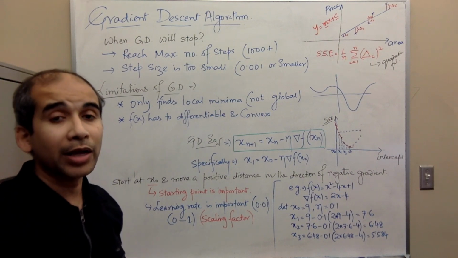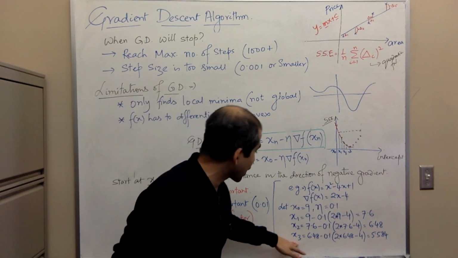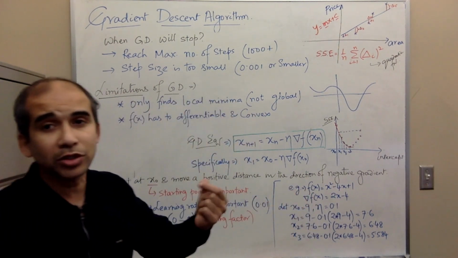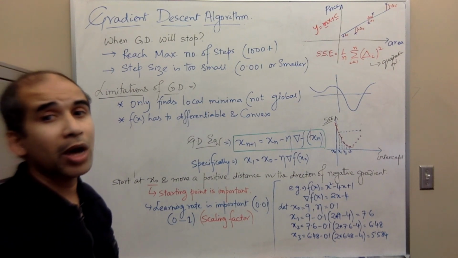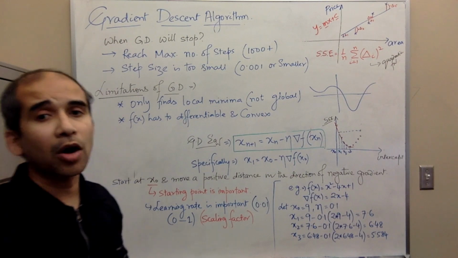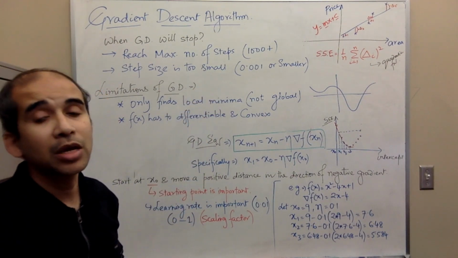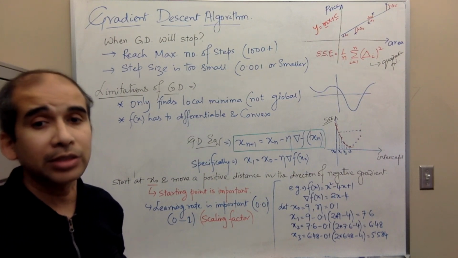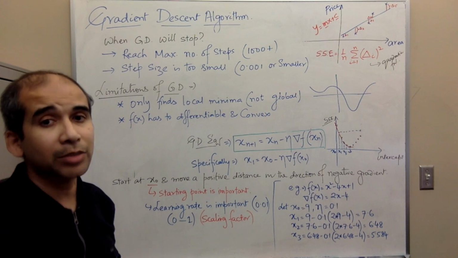Another condition is when the step size is too small. Between x3 minus x2, the gap is so small, 0.001 or less, that in that case we can decide to stop. We do not even need to go to the maximum number of steps, because the step size is already very, very small and there is not much difference between one step and another.